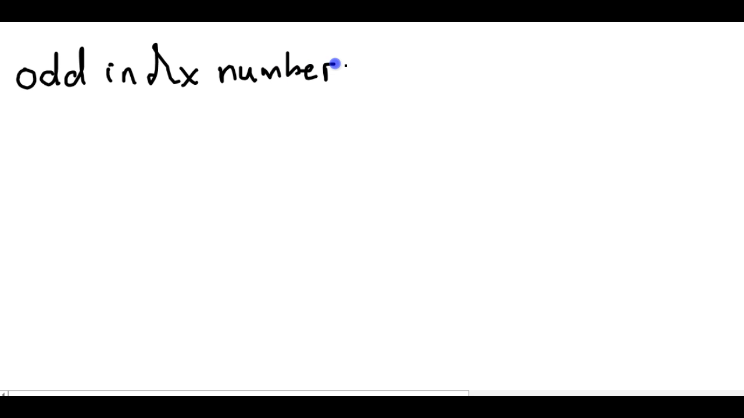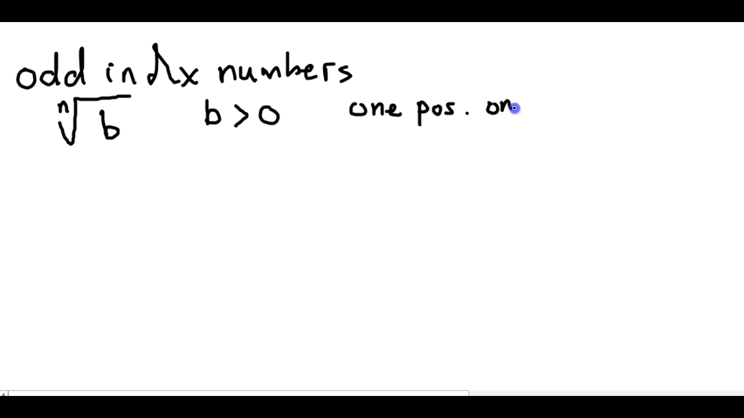Now I'm going to zip up on the whiteboard all the way to the top, and now let's talk about the odd index numbers. I apologize for the writing, it's kind of a lag. Okay, so now again, if we have an odd index number with b as our radicand and b is greater than 0, we are going to have again one positive and one negative root.